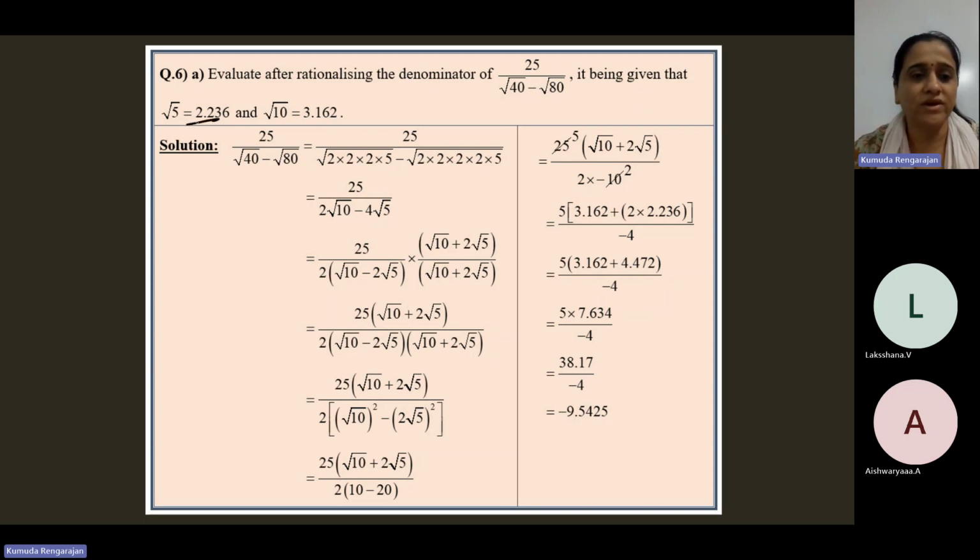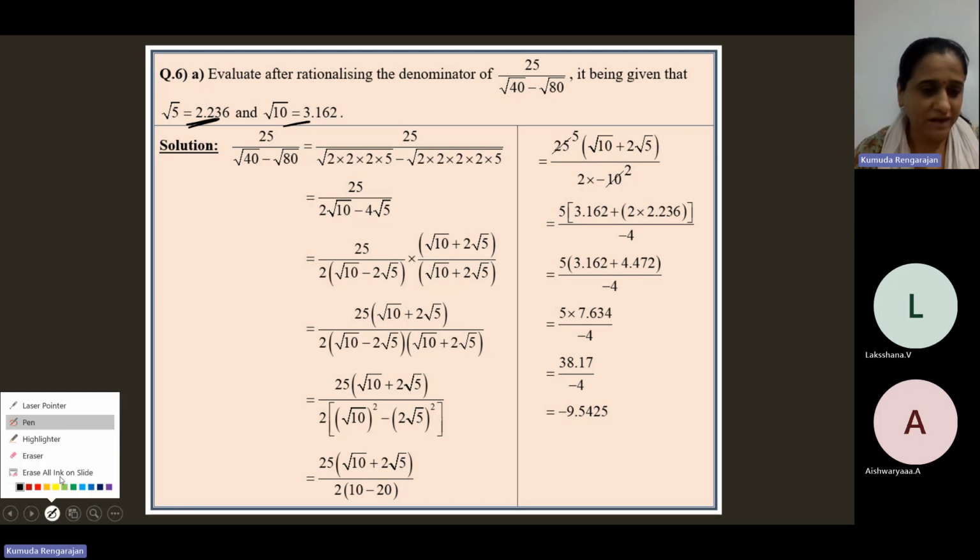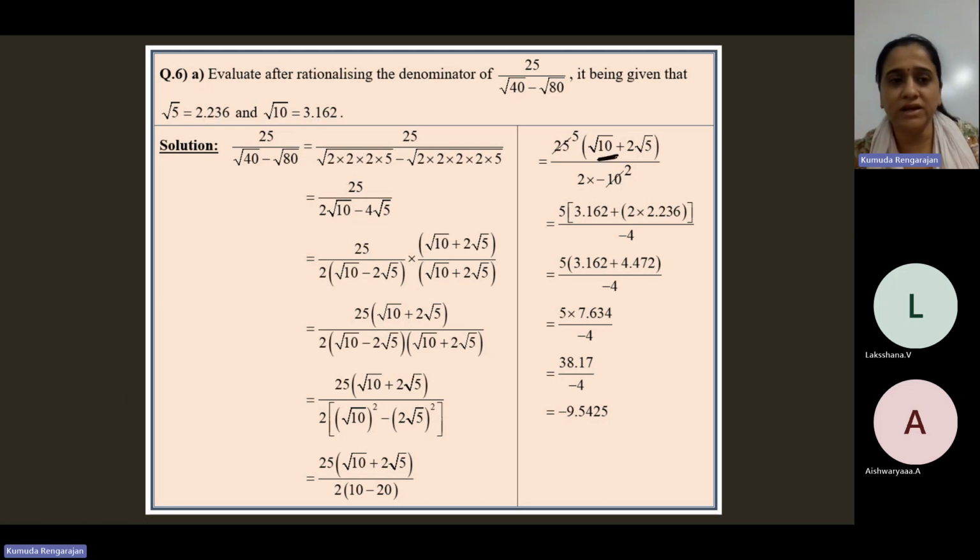Now, once you rationalize the denominator, apply the values. What is given? The value of root 5 and the value of root 10 is given, right? Why were they given? Apply it here. Root 10 is 3.162. See this 5, write this 5 as it is. Open a bracket. The value of root 10 is given to us, 3.162. Use that. And then plus 2 root 5, meaning 2 into the value of root 5, 2.236.